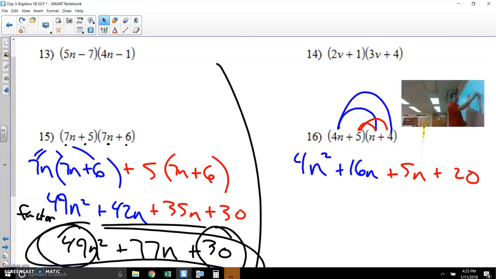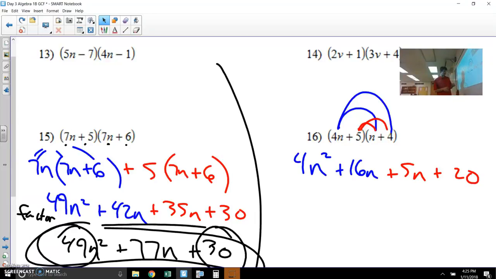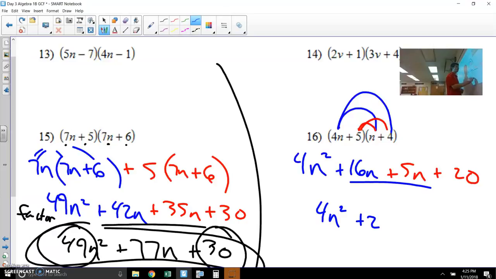So basically, we have some like terms just like we had last time. If you do this enough, you should predict that to be true every time. So we have 4n squared, 16 plus 5, this right here is giving me 21n. And then, of course, the back is not changing, and that gives me 20.